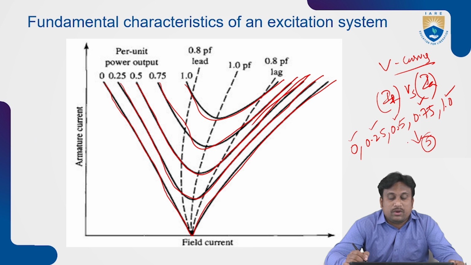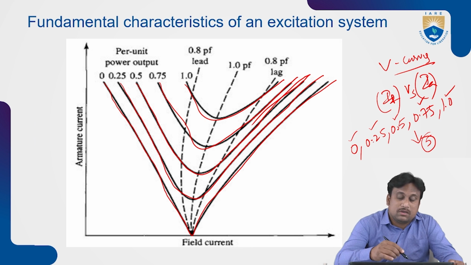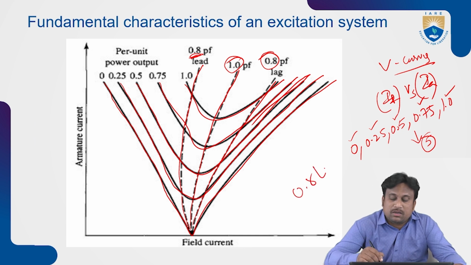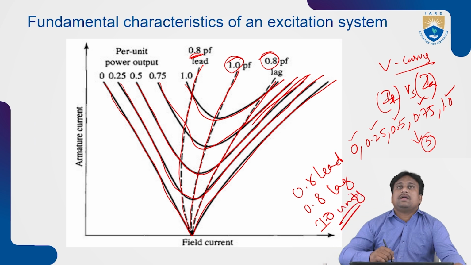For this, we need to observe the coefficients with the leading power factor, which is about 0.8 leading, and 1, that means unity power factor, and the lagging case is about 0.8 power factor. So 3 power factor ranges are treated for the V curves of the synchronous generator. One is about 0.8 lead, another one is 0.8 lag, finally unity power factor range.